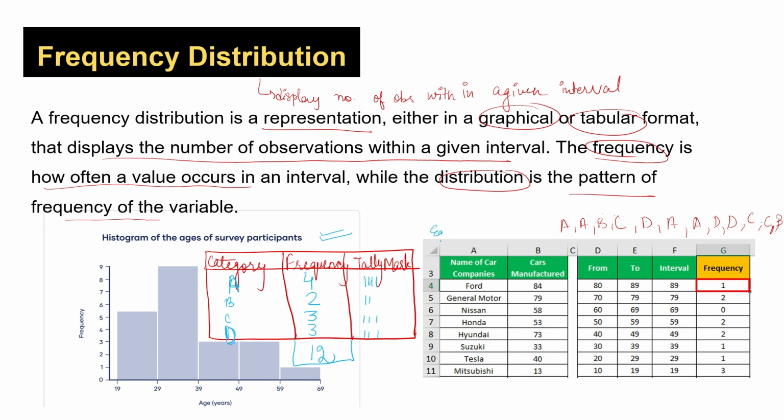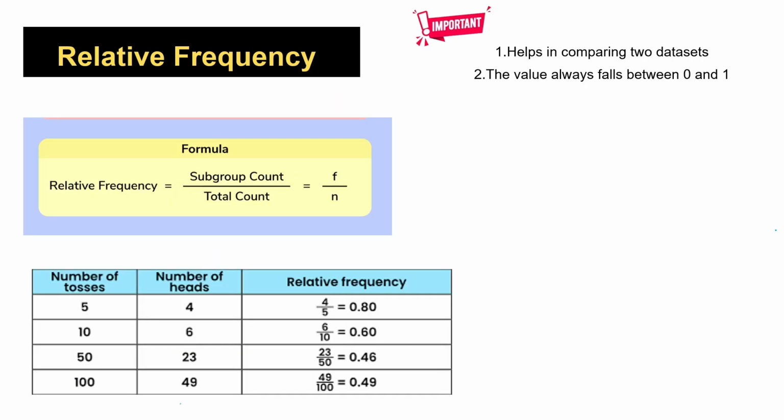You can see this example too. In this we have the number of cars manufactured in the interval, and we have total cars manufactured, and the names of the car companies here. So these are the frequencies. Now the second term is relative frequency.